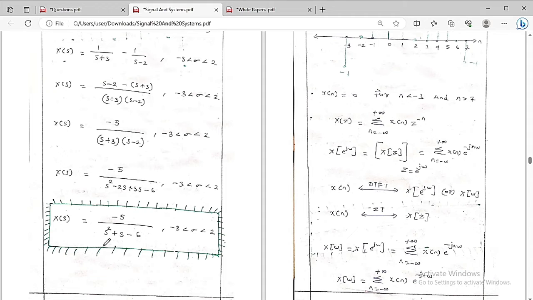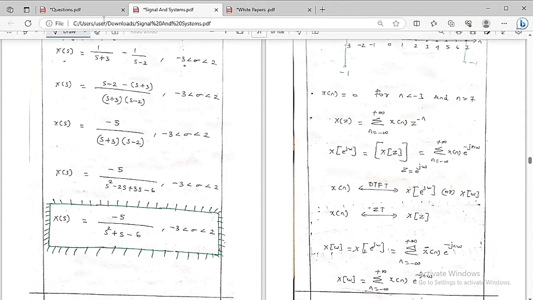So always remember, for u of t the Laplace transform is 1 by s with an ROC sigma greater than 0. For u of minus t the Laplace transform is minus 1 by s with an ROC sigma less than 0. If you remember these two basic things, getting the remaining things is a piece of cake. That is a thing that you always have to keep in your mind. So this is the correct solution of this question.